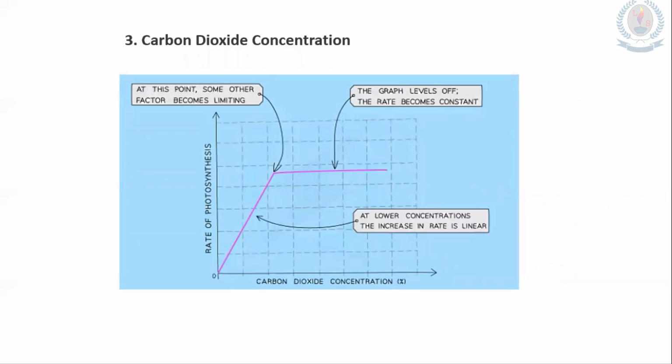Carbon dioxide concentration, same plot. Now here, when we are increasing the carbon dioxide concentration, the rate of photosynthesis also increases up to a certain point. Then after that the graph is leveling off, so that means the rate becomes constant. There may be some other factors acting as the limiting factor, because carbon dioxide is not the limiting factor.